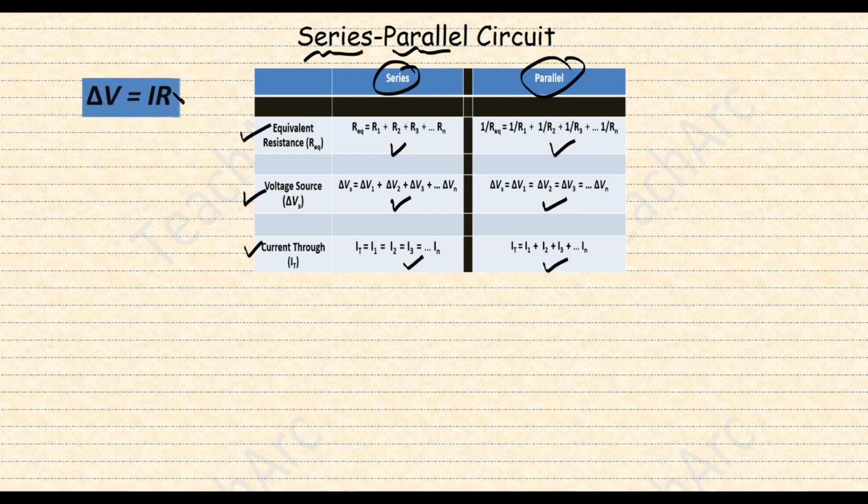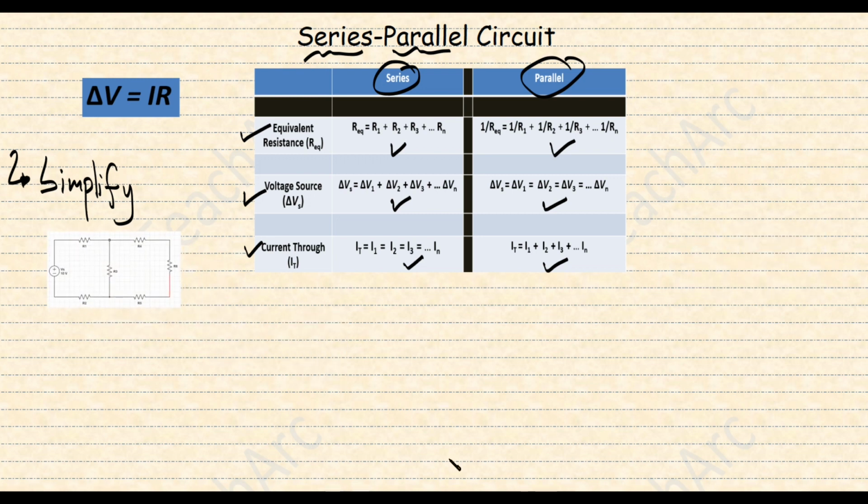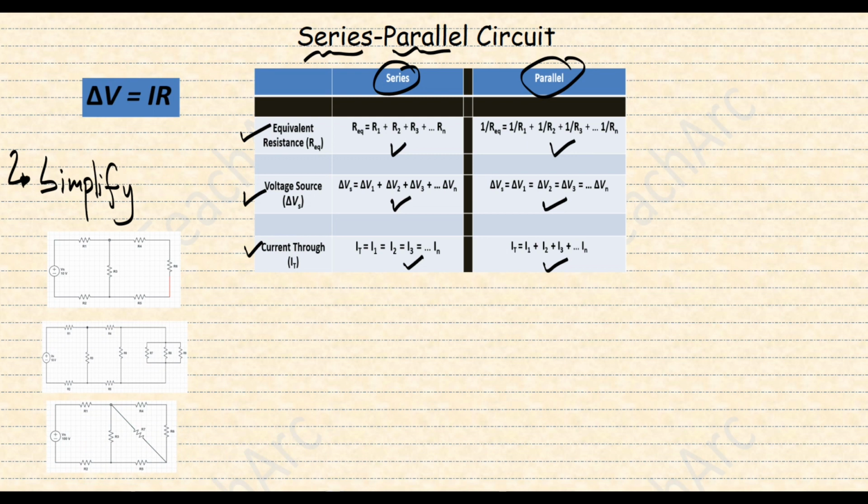By now, we should know the relationship between voltage, current, and resistance, which is voltage is equal to current times the resistance. The first method to solve a series parallel circuit is just to simplify the circuit and turn the circuit to just a series circuit. Well, that is easier said than done, so some complex circuits like this might be difficult to simplify.